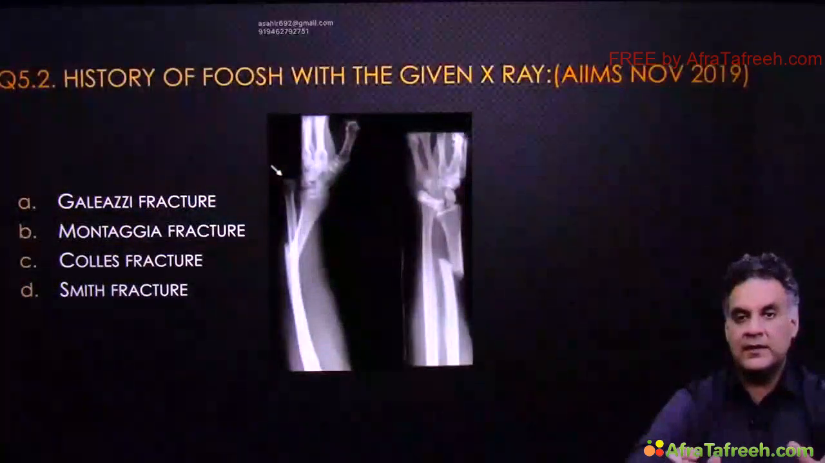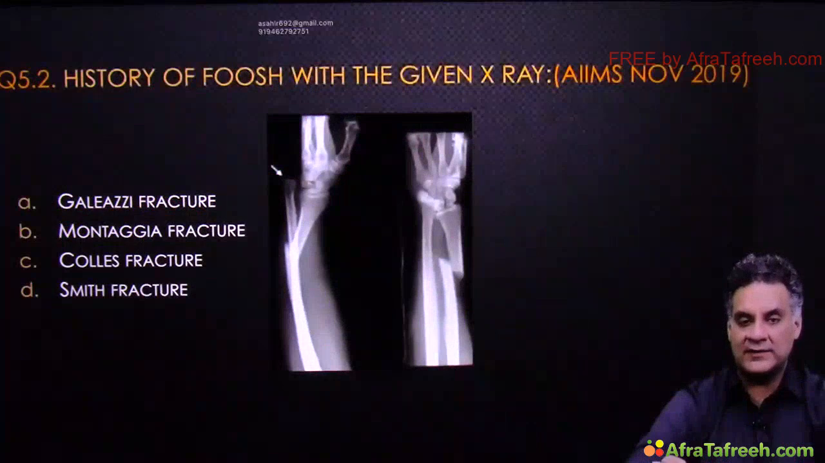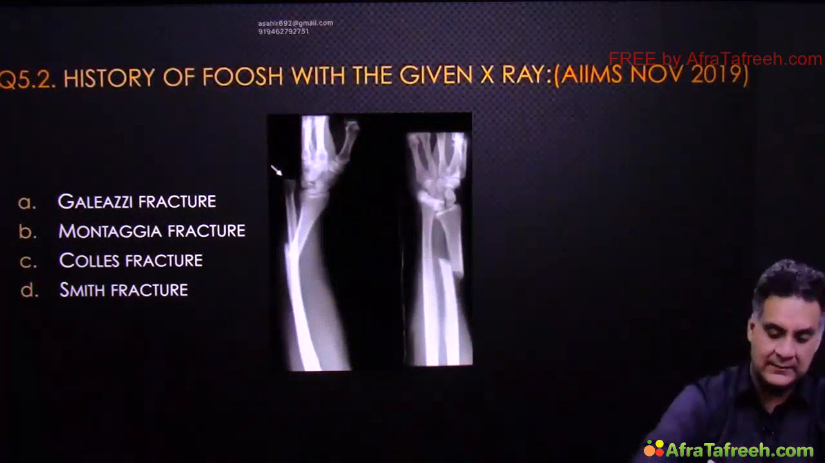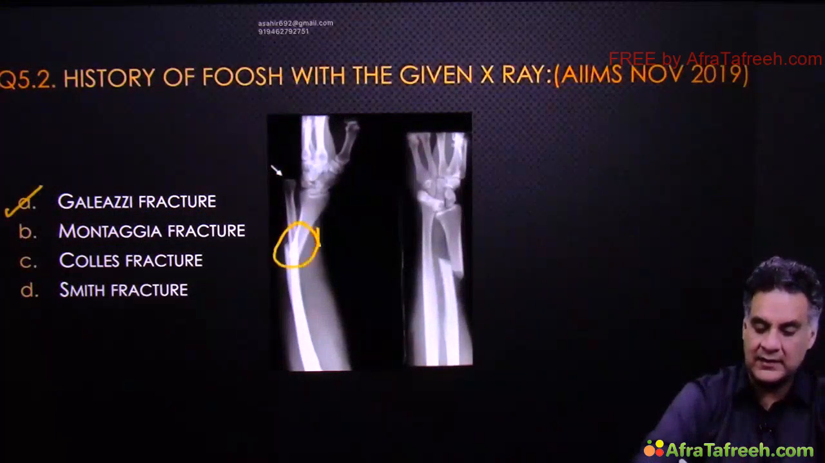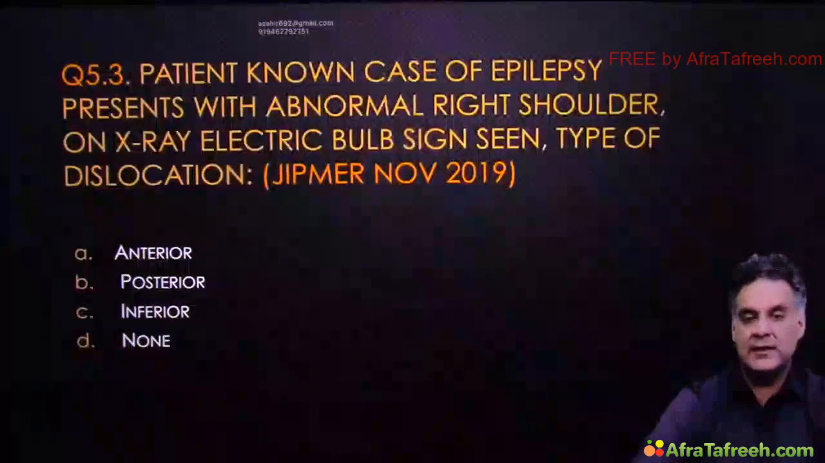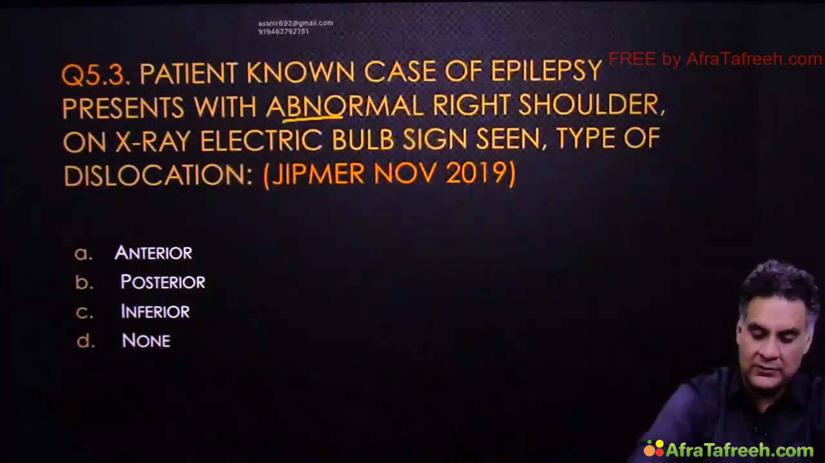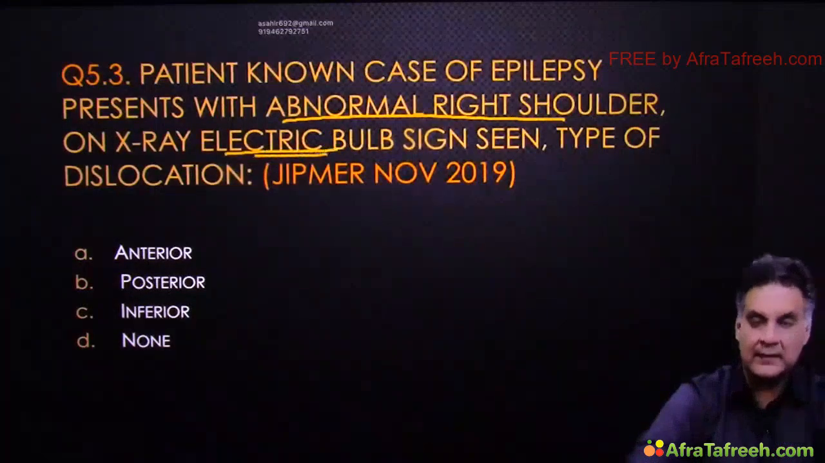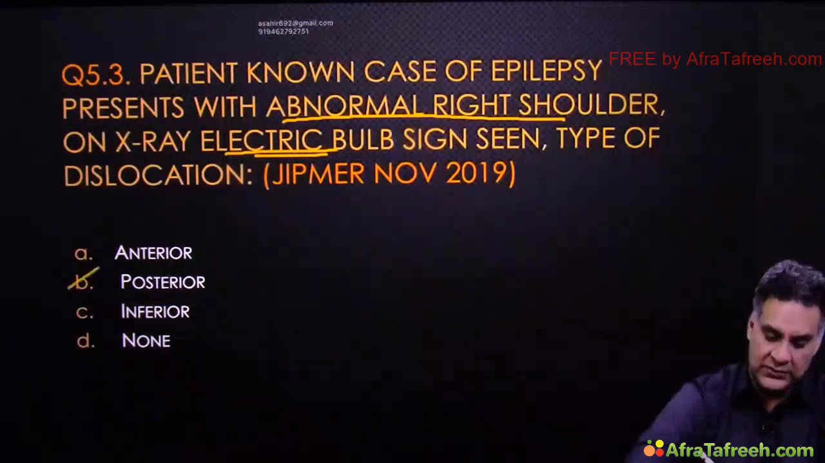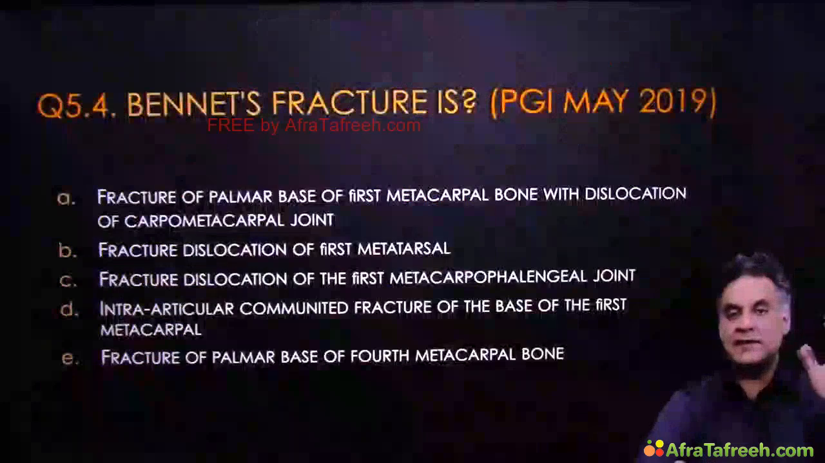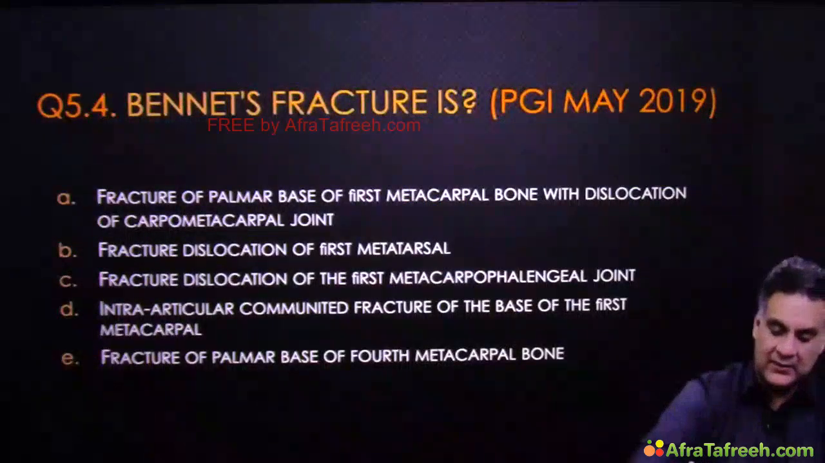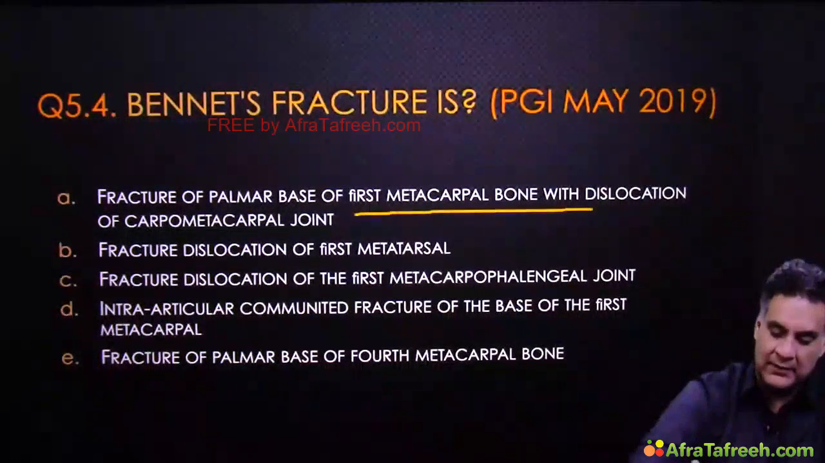Question number 2. History of fall along with this X-ray. This is Galeazzi. Fracture of radius with damage to distal radioulnar joint. Patient, a known case of epilepsy, presents with abnormal right shoulder with electric pulse sign. So this is posterior dislocation. Bennett's fracture is a fracture of base of first metacarpal with dislocation of the carpometacarpal joint.